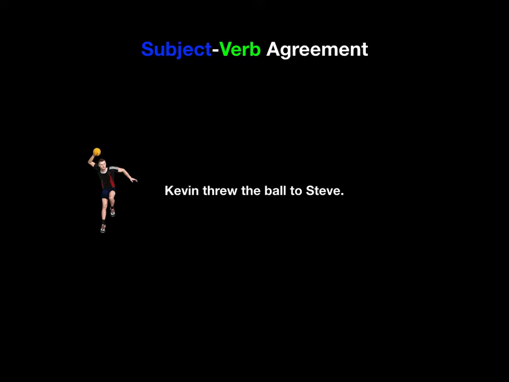Kevin threw the ball to Steve. In this sentence, we should be able to identify the verb as threw. In order to identify our subject, we need to ask ourselves the question, who or what, plus the verb? So in this instance, we would ask ourselves, who or what threw the ball to Steve? Here the answer is clearly Kevin.